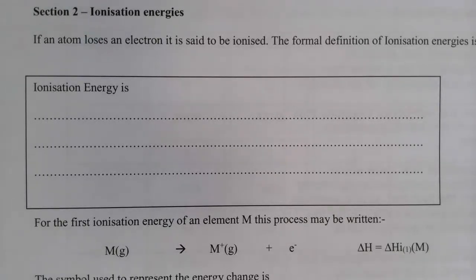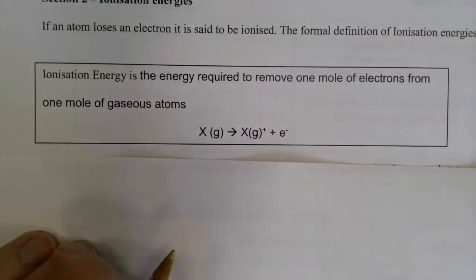If an atom loses an electron, it is said to be ionized, and you need the formal definition of ionization energies. Ionization energy is defined as the energy required to remove 1 mole of electrons from 1 mole of gaseous atoms. Now, there are a few things to be careful of here.